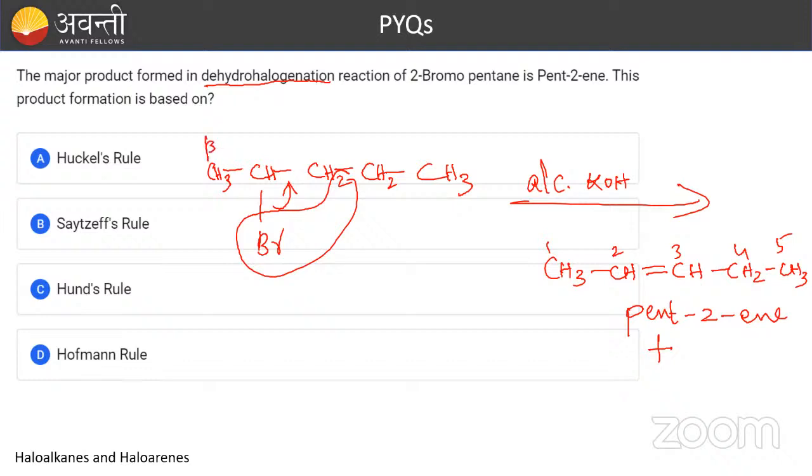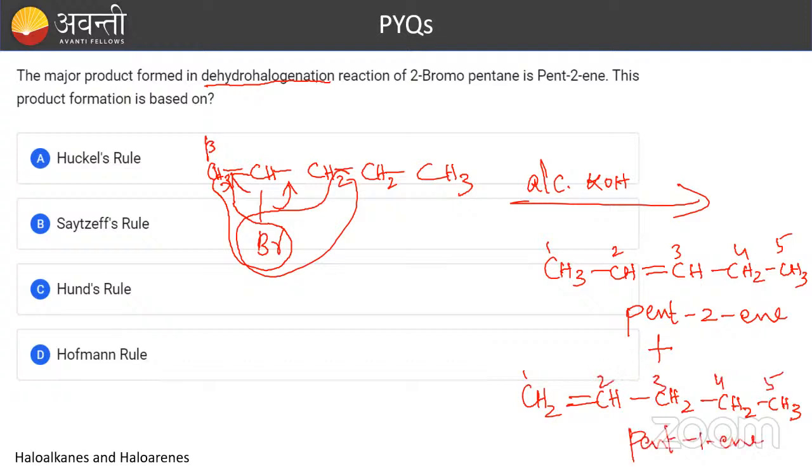This carbon is also a beta carbon. So if I eliminate this HBr, I will get the double bond here. So I will get CH2 double bond CH, CH2, CH2, CH3. This compound is called pent-1-ene. Okay, very good, very good, Madhukar. So we get two products, but the first one is the major and the second one is the minor.